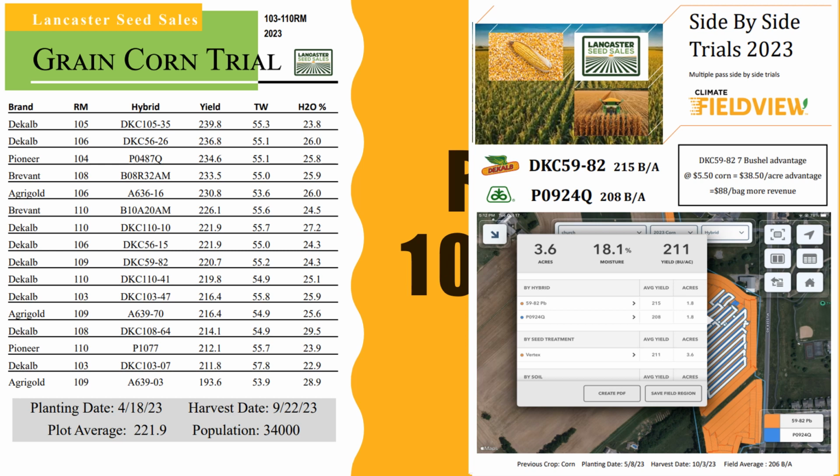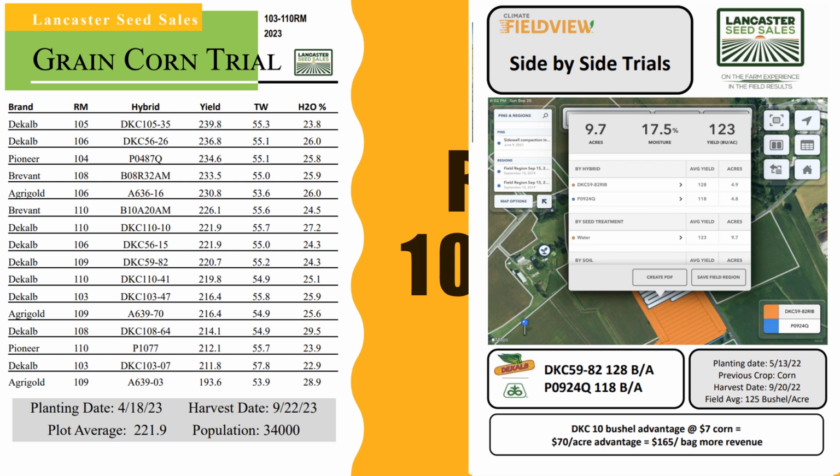Here we have 5982 versus P0924Q. Had a 7 bushel yield advantage here with 5982. Fairly moderate conditions on this farm, 200 bushel average farm. Varying soil types. Again, 5982 did really well. And we got about the same results last year. This is our results from last year with a 5982 versus the 0924 in much poorer conditions in this case. Had a 10 bushel yield advantage there as well. Every time we've seen these two hybrids go up against each other, 5982 has come out on top as far as stalk quality and yield.